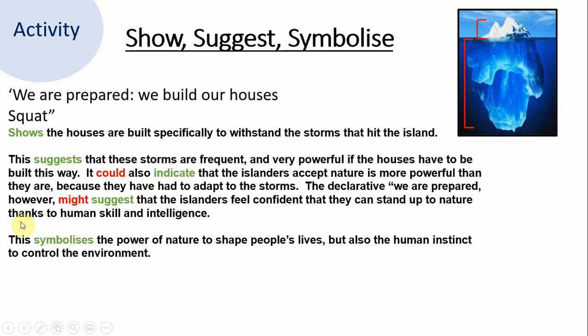Finally, I round it off with symbolize, where I linked things to the deep themes of the poem. This symbolises the power of nature to shape people's lives, but also the human instinct to control the environment. And I've actually managed to link it to two of the ideas related to the theme of the power of nature. That A, nature is powerful, but that B, humans will try to control nature. This analysis takes me right the way down to the bottom of the iceberg, takes me right the way down to the deepest ideas attached to the poem.